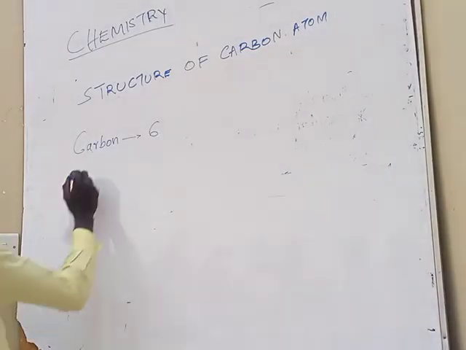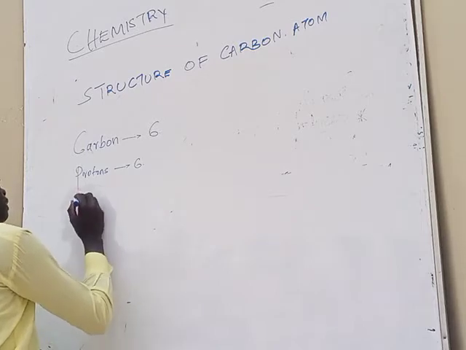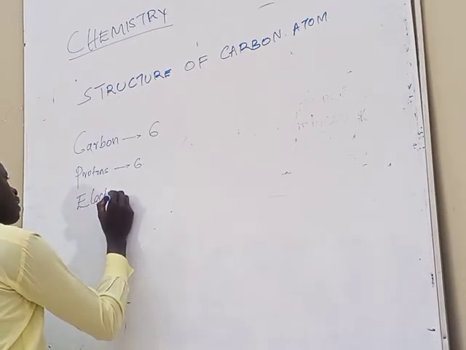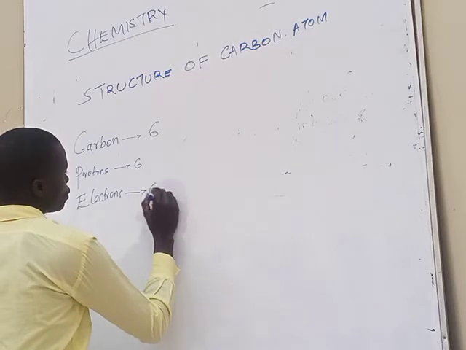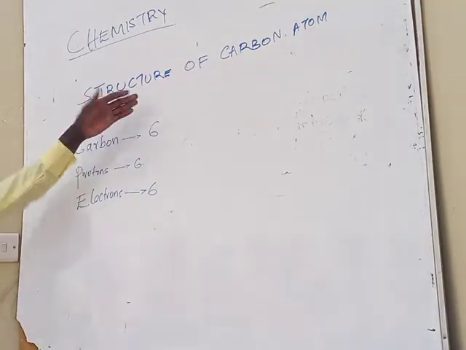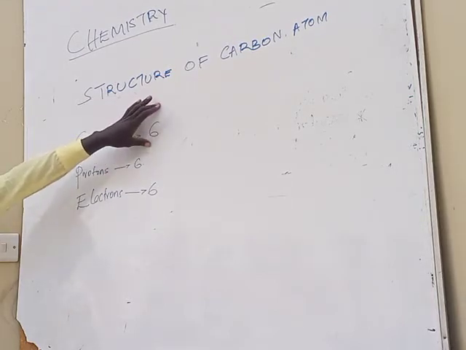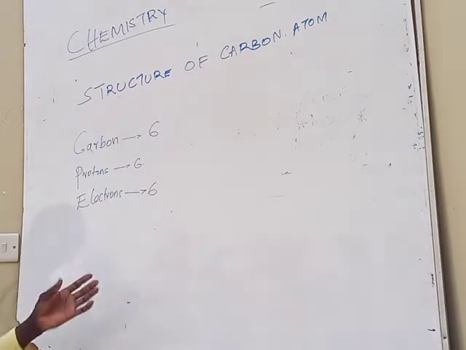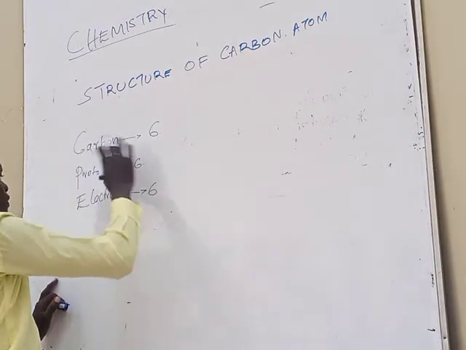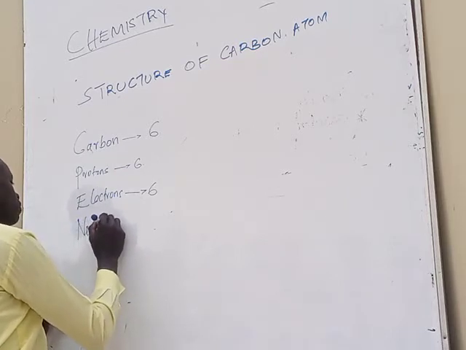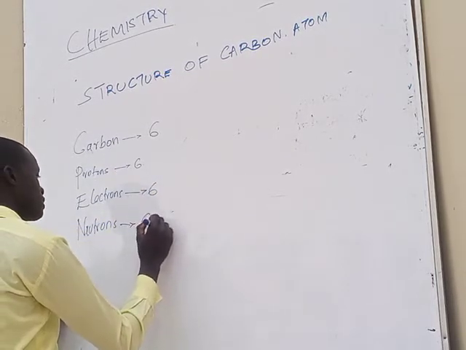Atomic number 6, meaning that the number of protons will be 6. The number of electrons, because the electrons and the protons are equal, will also be 6. Now, the atomic number will help us to know the number of protons. Then, the mass number of this carbon, which is the sum of protons and neutrons, is 12. Now, because protons are 6, neutrons will be 6.